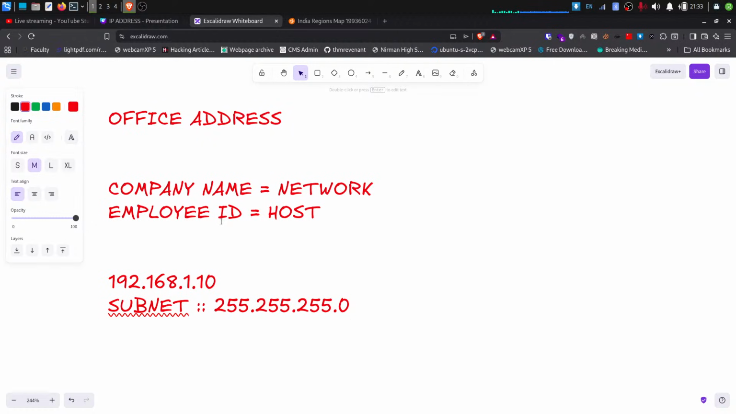Three network, one host. Perfect, guys. Three network and one host. There you go. It was that simple, right? Three network and one host.